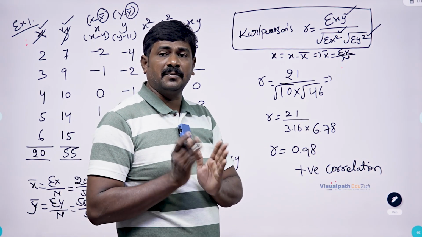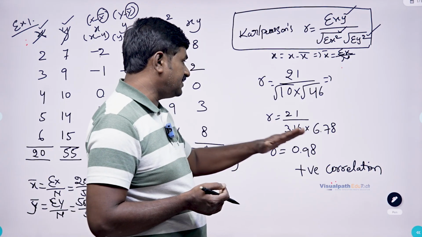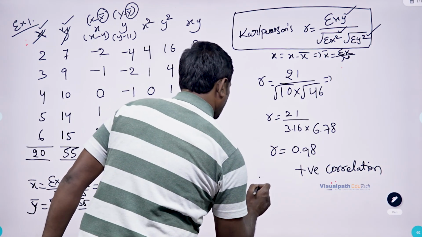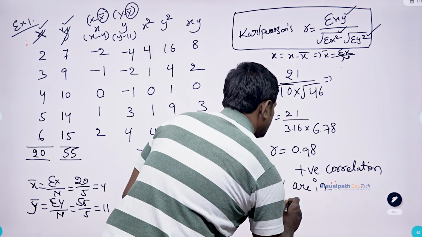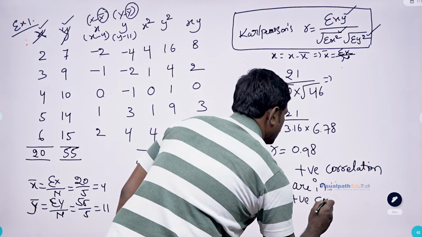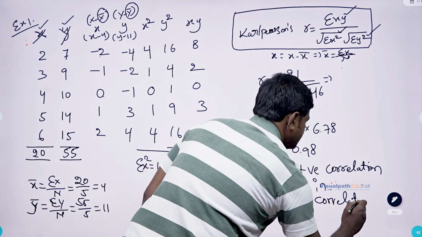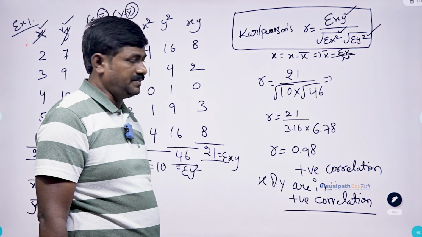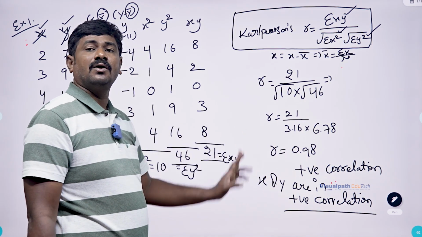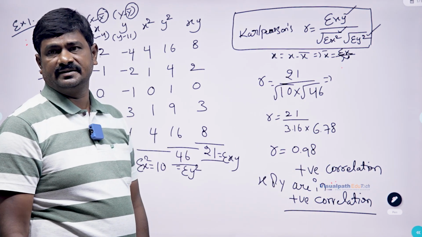Here R is equal to 0.98. It is showing a positive relationship, because these two variables x and y are in positive correlation. So this is the decision we are going to give: x and y are in positive correlation because we are getting a positive correlation coefficient R.